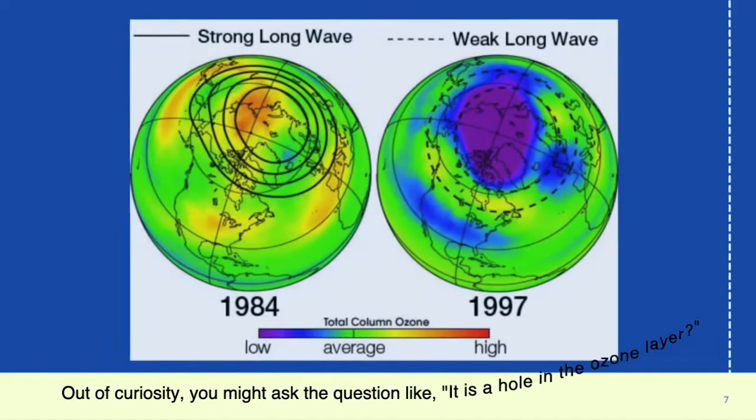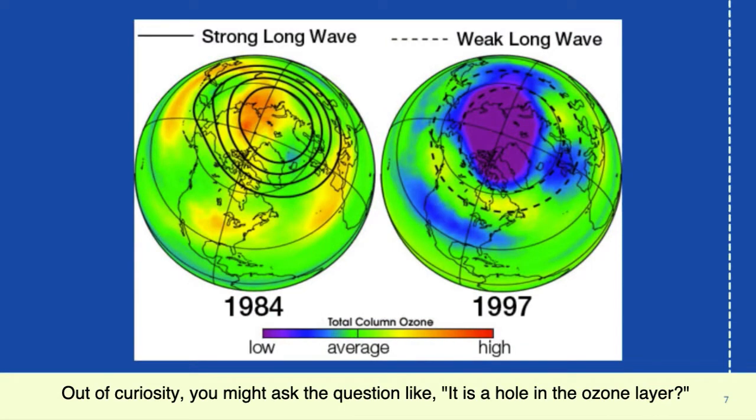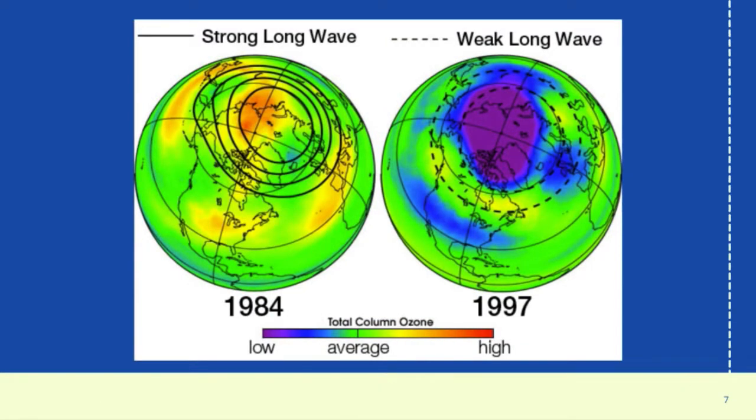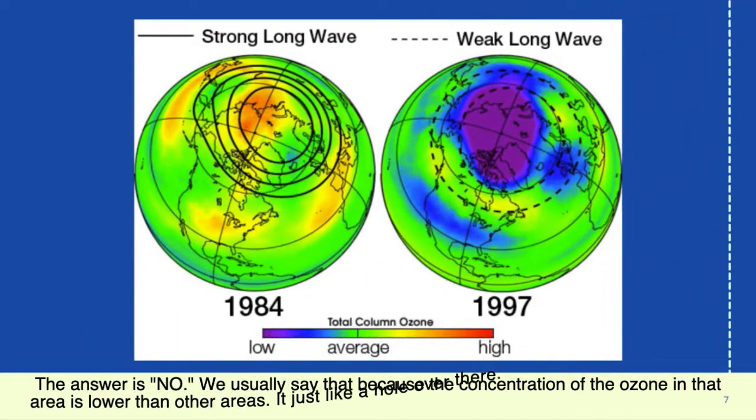Out of curiosity, you might ask, is there a hole in the ozone layer? The answer is no. We usually say that because the concentration of ozone in that area is lower than in other areas. It is just like a hole over the layer.